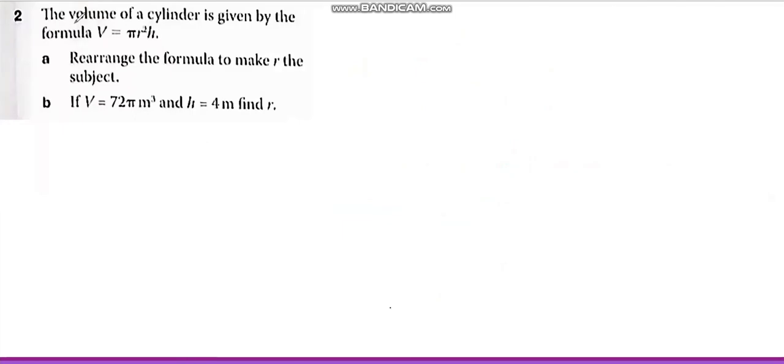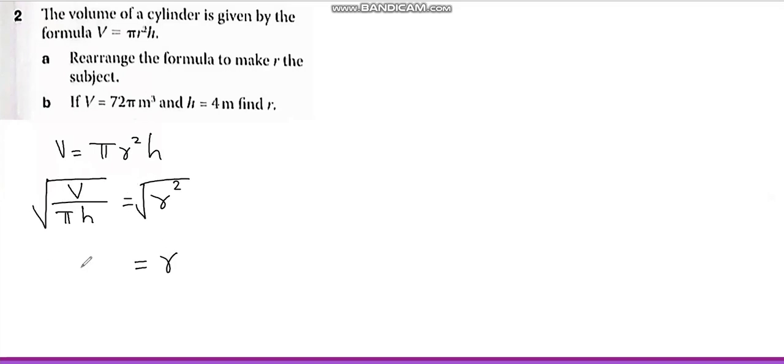In question number 2, they want us to rearrange the formula to make r the subject. So again, we are given the volume of the cylinder, meaning the formula of the volume of the cylinder is V is equal to pi r square h. So we can divide both sides by pi h. First of all, we will get V over pi h on the left side, and on the right side, we will be left with r square, and then we can take the square root on both sides because we need r. So we will get r is equal to the square root of V over pi h.